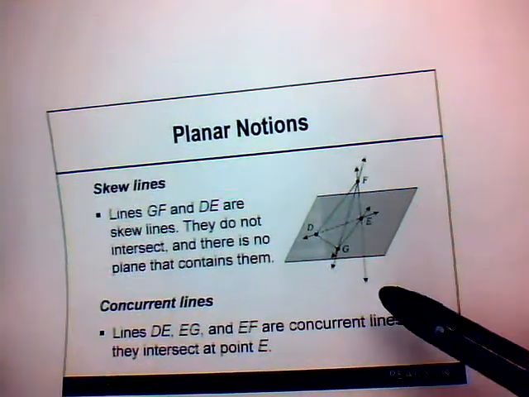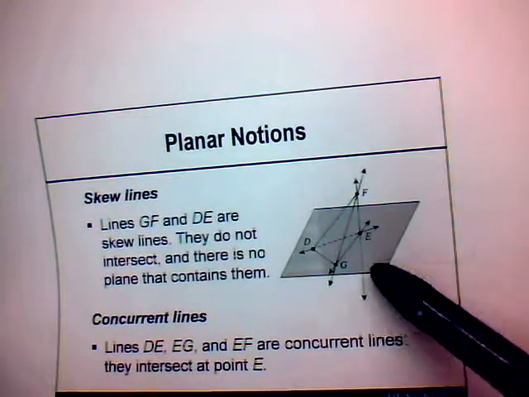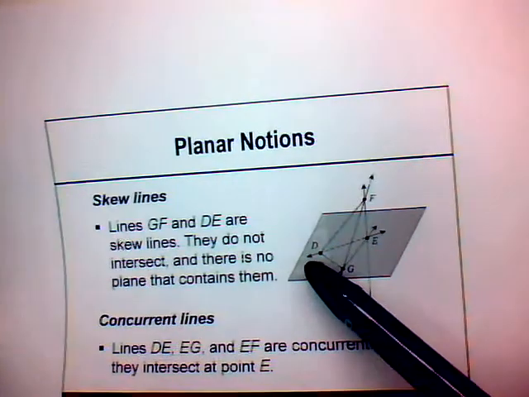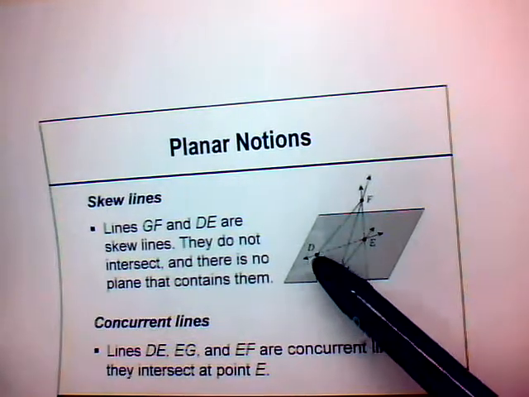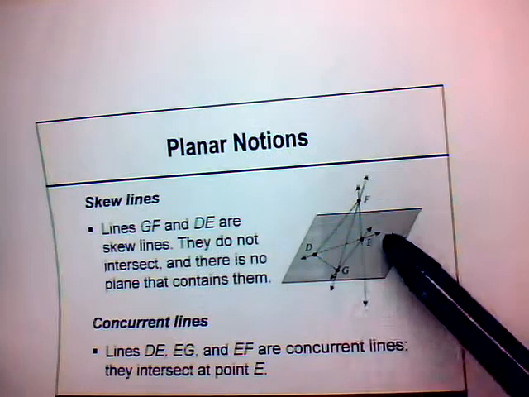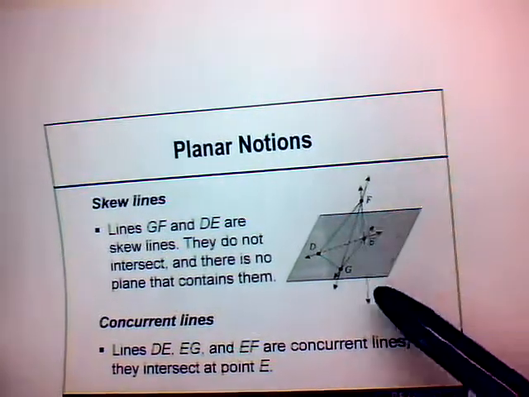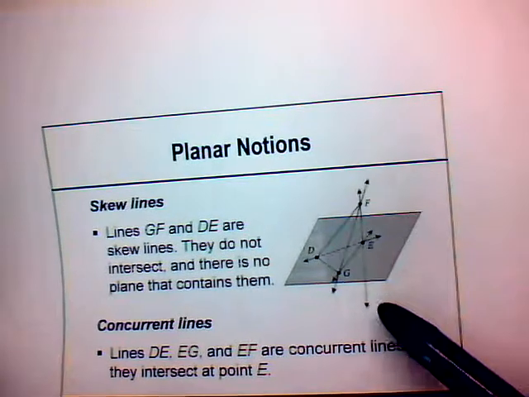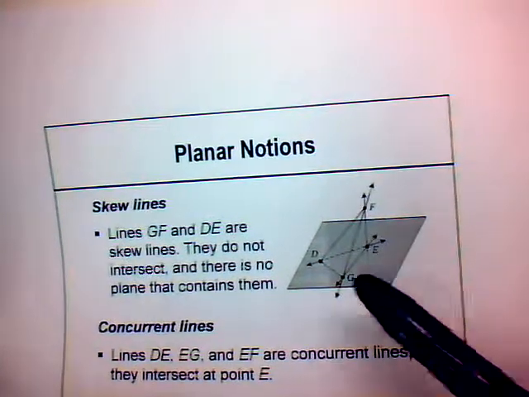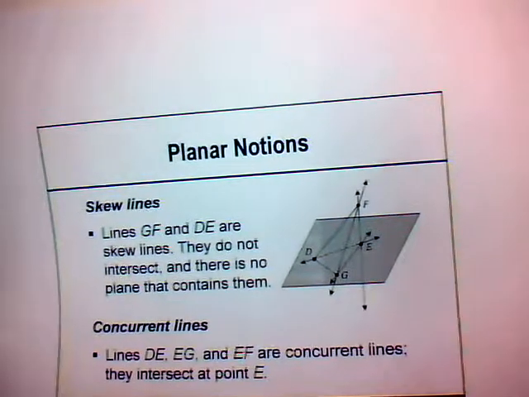Okay, the next definition is concurrent lines. Those are three or more lines that intersect at the same point. Lines DE, EG, and EF are concurrent lines. All three of those lines intersect at point E.